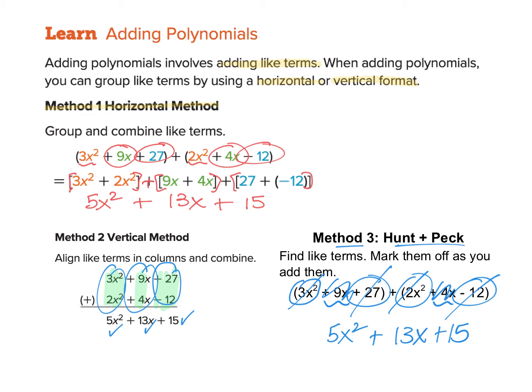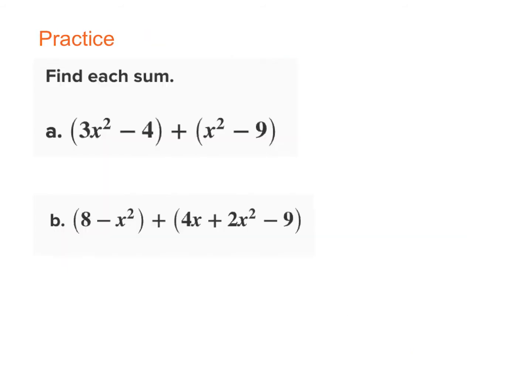Only thing you guys need to make sure to check for is, is it in standard form? So obviously, my x squared is first, and then my x, and then just my other number. So it is in standard form there. Okay, so just to give you a little practice, go ahead and find each sum of these. You can use any method that you want.